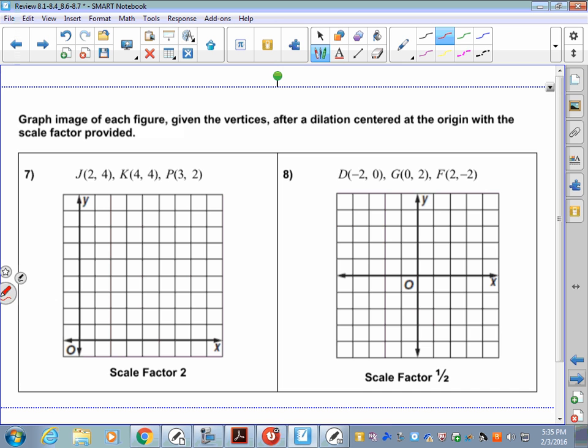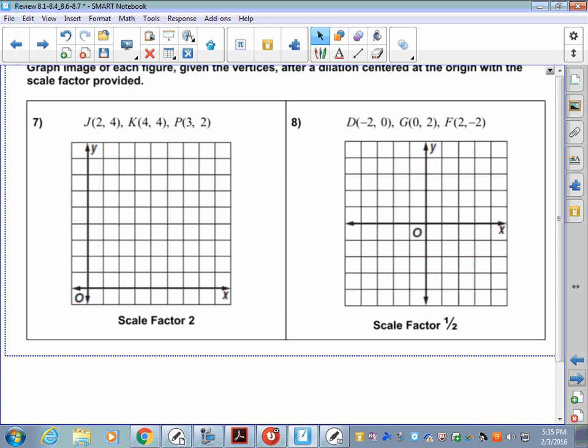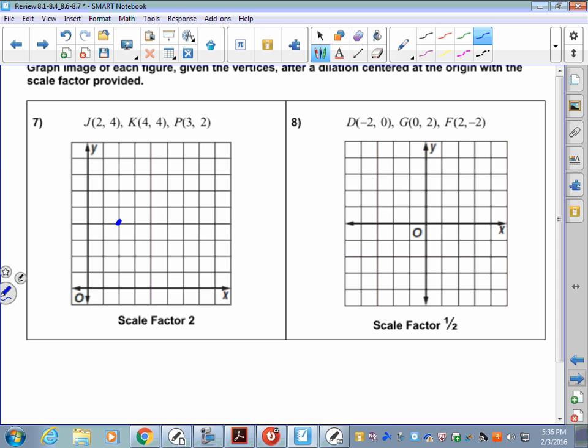Not everyone got their second page done. What I'm going to be holding you accountable for on your test is that they'll tell you to graph your pre-image, so you'll start with your original points. We got 2, 4; 4, 4; and 3, 2. This is J, K, P. Then they want us to dilate it with the scale factor of 2. I will also be checking if you can give me the ordered pairs. So we should have 4, 8; then 8, 8; and P was 6, 4.